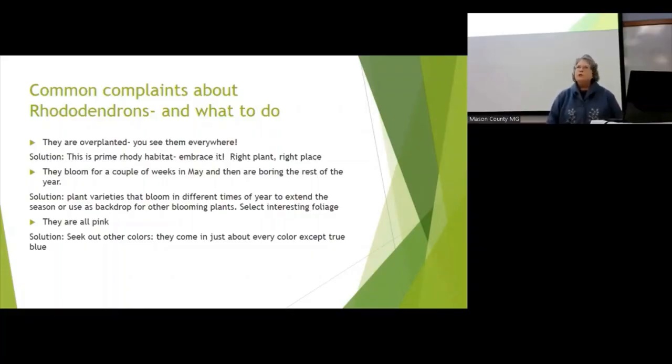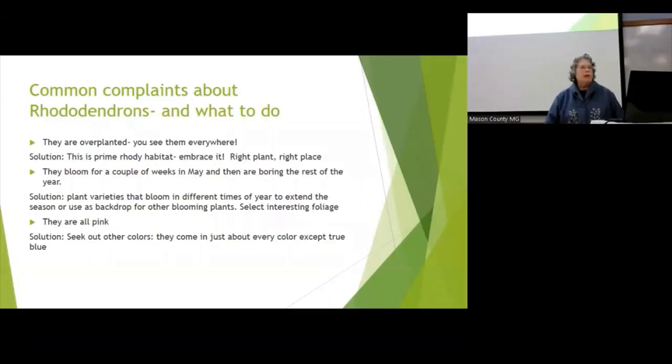Overplanted. Well, you do see them everywhere, but I think there's an excellent reason for that. We live in perfect rhododendron habitat. Our mild climate in the winter and in the summer, abundant rain, and acid soils are what rhododendrons thrive on. So what I say is go for it. If I was in Arizona, I'd be growing cactus, but I am here in Washington, and so rhododendrons are the thing.